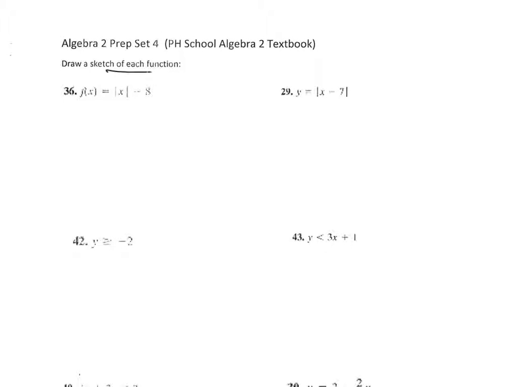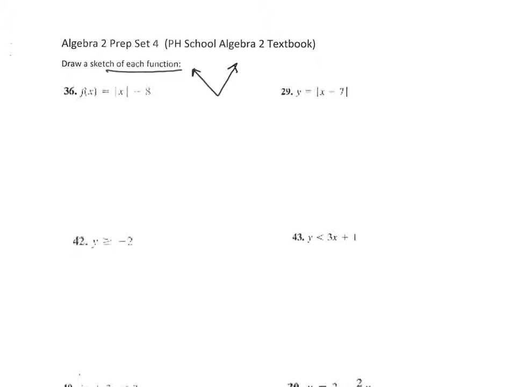Okay, describe or draw a sketch of each type of function. So the first one, when you see this absolute value, functions take the shape of V's, like this. So a function like this is you're taking the absolute value of a number and then you're subtracting 8.